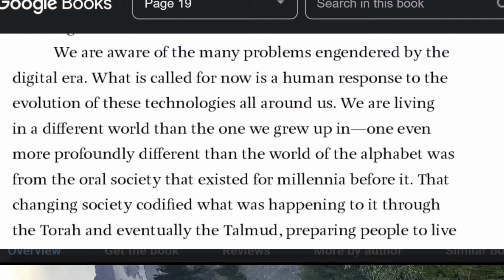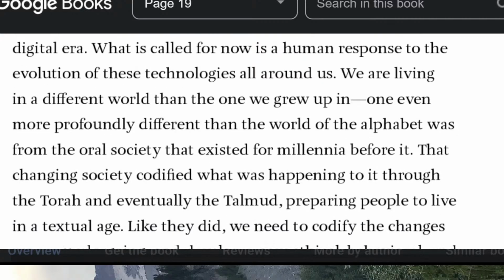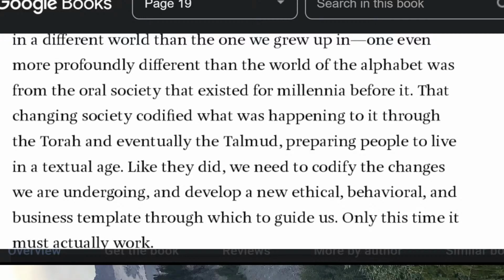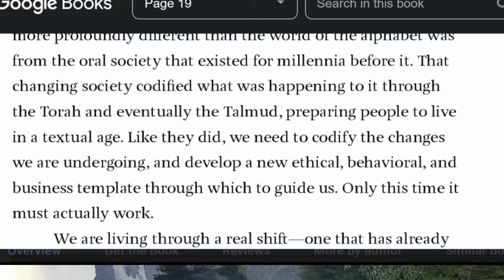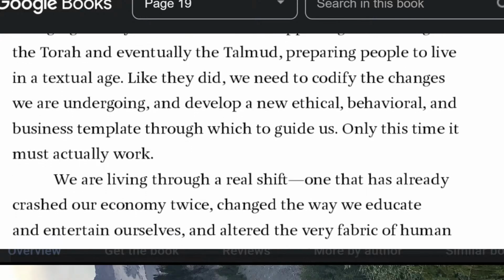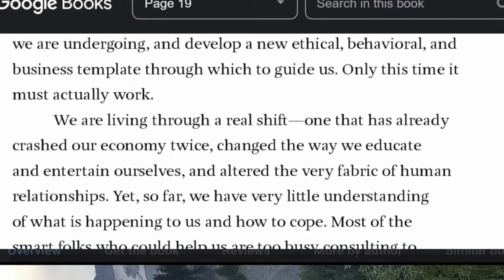We are living in a different world than the one we grew up in. One even more profoundly different than the world of the alphabet was from the oral society that existed for millennia before it. That changing society codified what was happening to it through the Torah and eventually the Talmud, preparing people to live in a textual age. Like they did, we need to codify the changes we are undergoing, and develop a new ethical, behavioral, and business template through which to guide us. Only this time it must actually work.